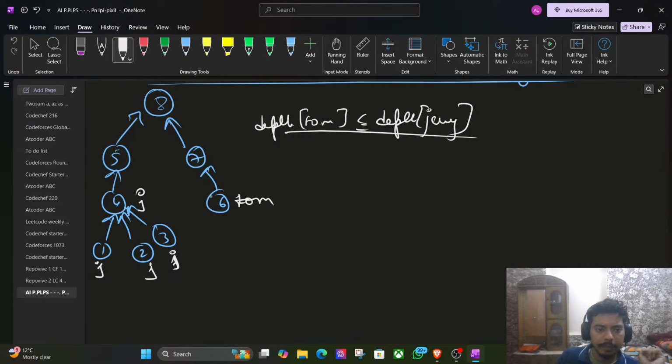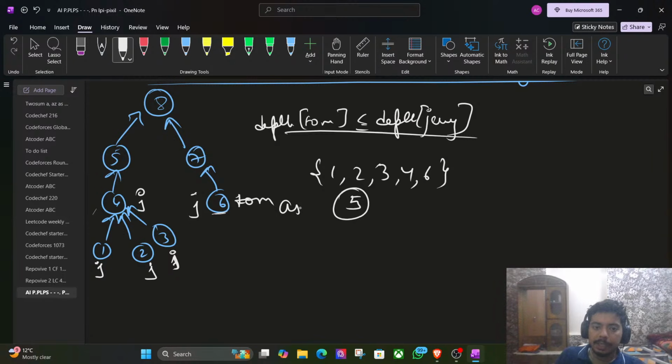So only for this condition, when Tom is at 6, there are 4 Jerrys that are possible, or Jerry can also be here, 5 Jerrys. So I can say the Jerrys can be at 1, 2, 3, 4, and 6. Correct. So how many total nodes are there? 5 nodes. Okay, so my answer will be increased by 5. Jerry can be at these 5 positions. Okay, so contribution means you have to multiply with the length also.